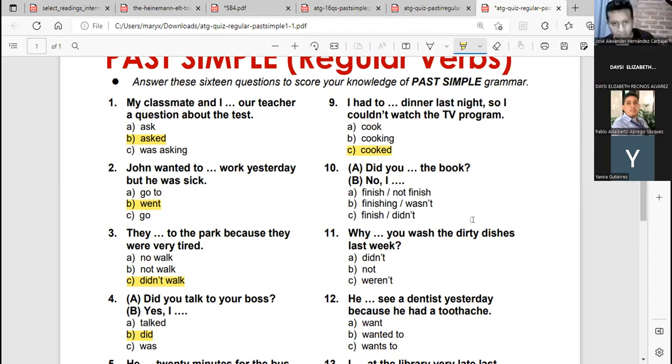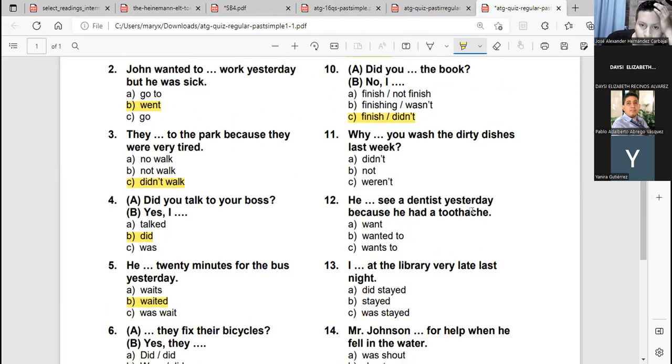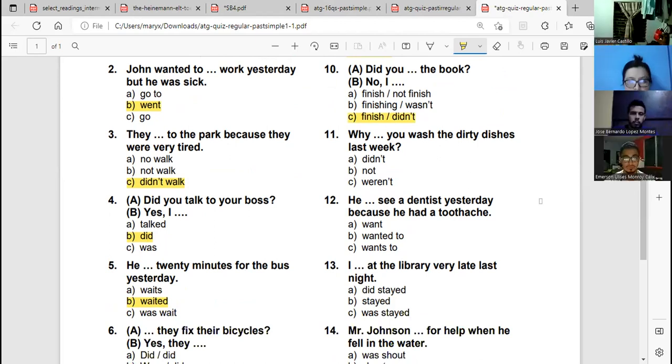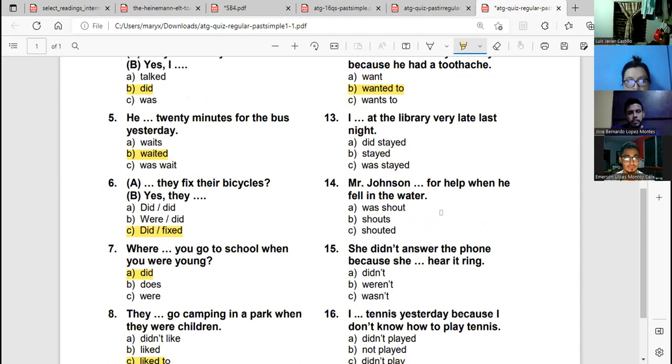Number 10. Did you finish the book? No, I didn't. Okay, now let's continue with number 11 and 12, Alexander. Why didn't you wash the dirty dishes last week? And he went to see a dentist yesterday because he had a toothache. Okay, he wants to or he wanted to? He wanted to. Okay, thank you.